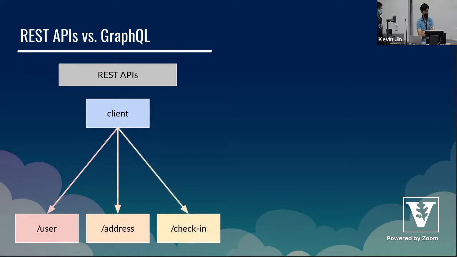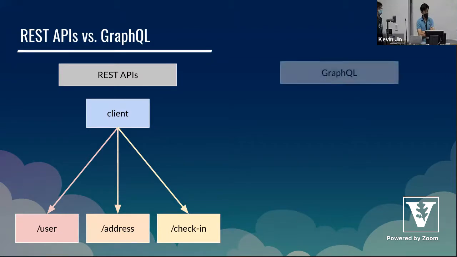But say we also want to see if they checked in so that we can also calculate their points. That would be a third request. So in REST APIs, the system in which they gather information is very individual, and they would have to make these individual requests.